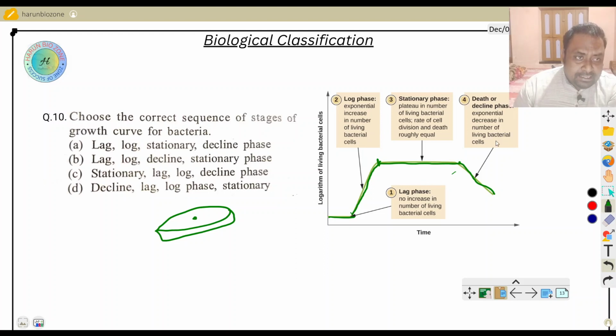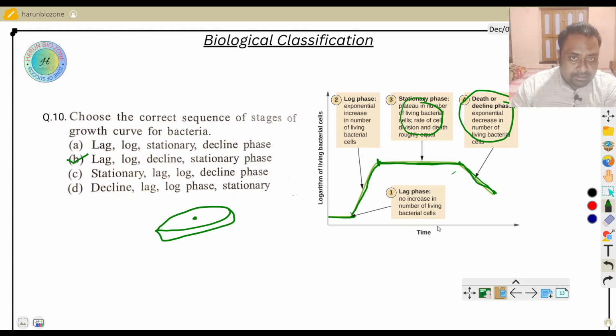If this stationary phase or death phase does not occur, normally bacteria show geometrical growth, from one bacteria to 2, to 4, 8, 16. So after some time, some years, the whole world or galaxy would be full of bacteria, but it is not possible because of the stationary phase and death phase. Okay. Next question, the right answer is lag phase, log phase, decline phase, stationary phase.